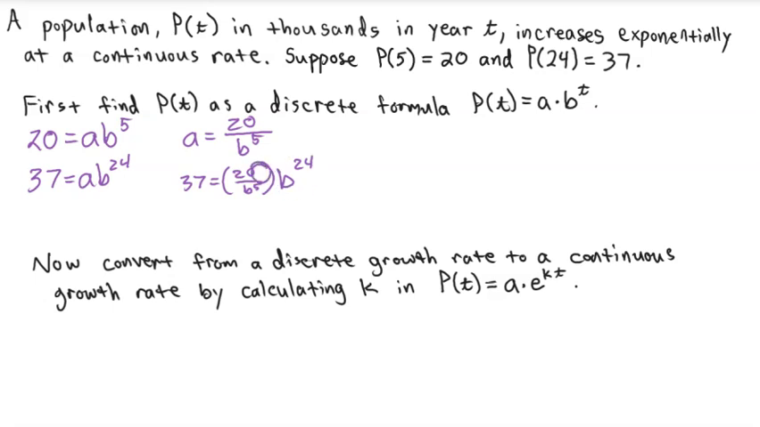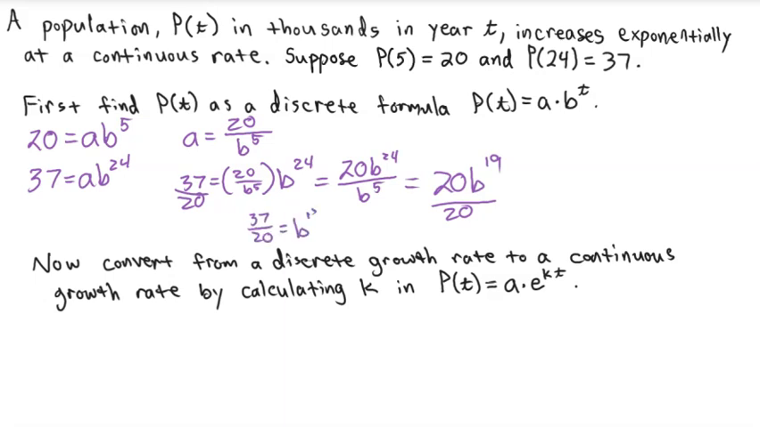Now this can go into the numerator right here. So this is the same thing as 20 B to the 24th power over B to the 5th. Well, this can be divided. B to the 24th divided by B to the 5th is B to the power of 24 minus 5. So this is the same thing as 20 B to the 19th power. Now, to solve for B to the 19th power, we divide by 20 here, and we divide 37 by 20. And we wind up with 37 over 20 is equal to B to the 19th power.